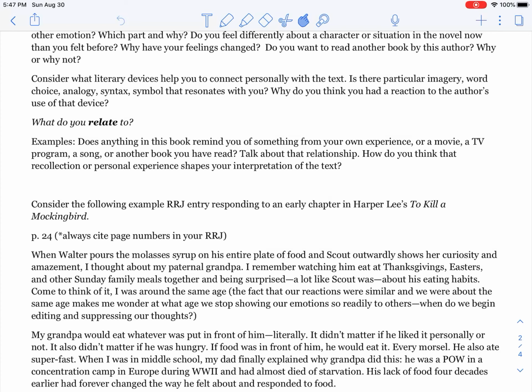And then there's the relate one. Does anything in this book remind you of something from your own experience? Something maybe you've watched, a song that you've heard, maybe a news story that you've read? Talk about that relationship and that connection. How do you think that recollection or personal experience shapes your interpretation of the text?